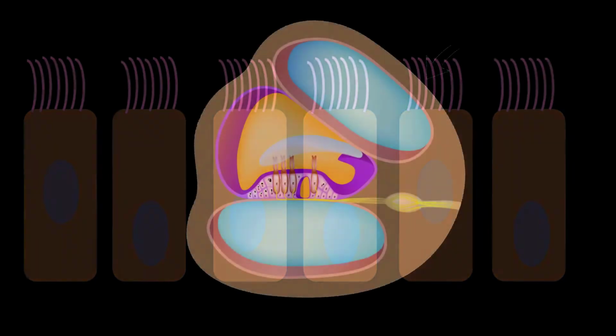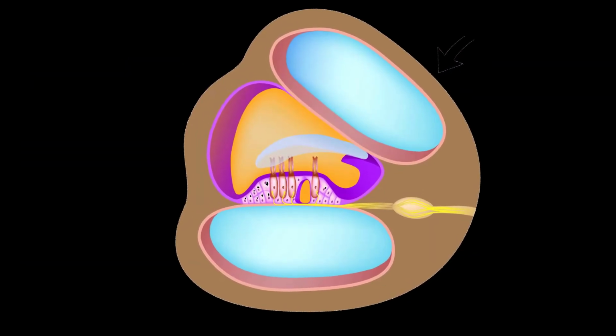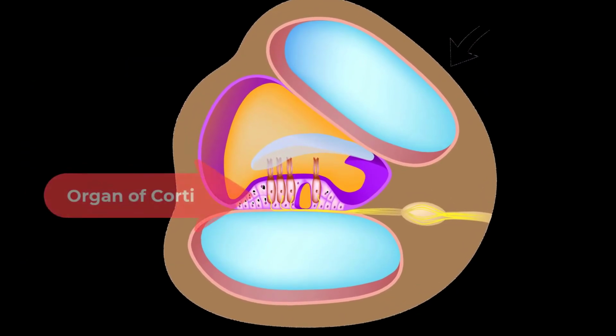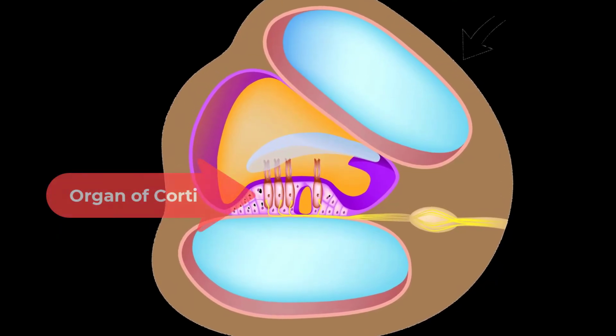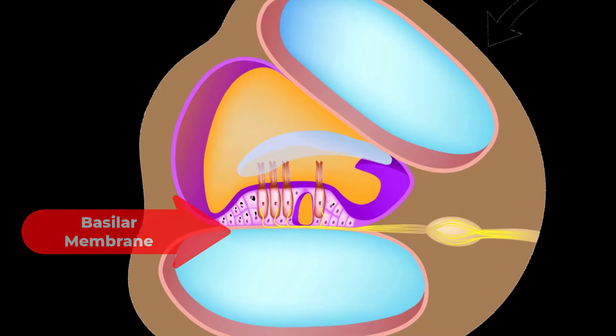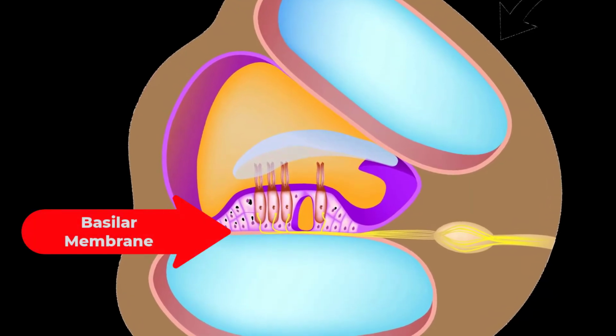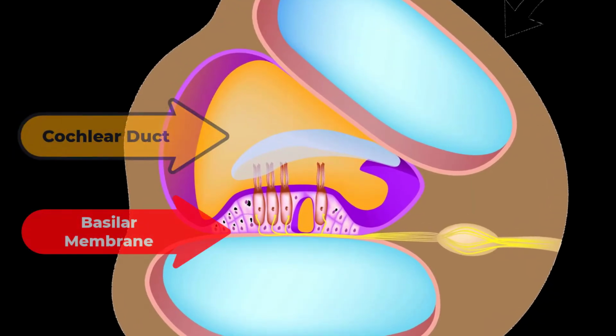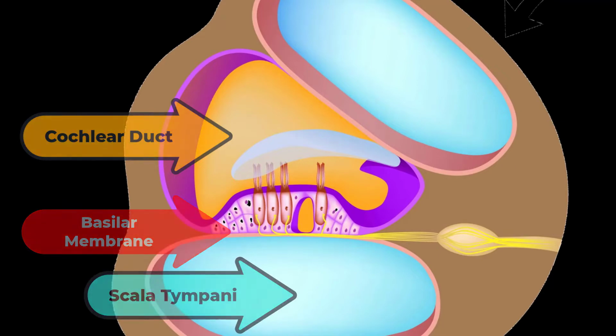The sensory receptors of the internal ear are called hair cells. Hair cells are highly specialized mechanoreceptors. They are sensitive to the movement of their stereocilia. The hair cells of the cochlear duct are located within the spiral organ, or organ of Corti, located in the cochlea. This sensory structure rests on the basilar membrane, which separates the cochlear duct from the scala tympani.